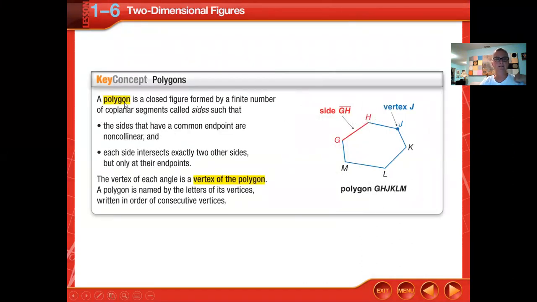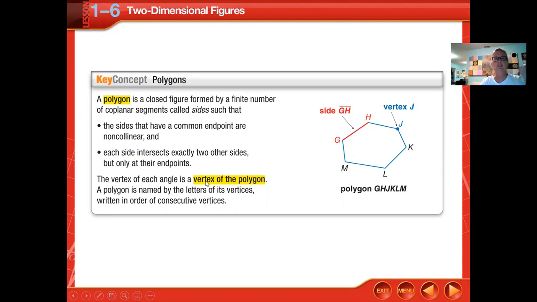A polygon is a closed figure formed by a finite number of coplanar segments called sides. Makes sense? Such that the sides that have a common endpoint are non-collinear, because otherwise it would still be the same side, only longer. And each side intersects exactly two other sides, but only at their endpoints.